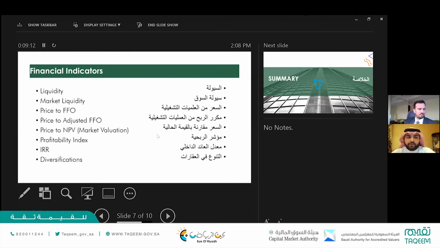أول نقطة عندنا السيولة اللي هي liquidity. السيولة نقصد فيها مقدار الكاش اللي موجود عند الصندوق، وطريقة لها فورمولا معينة لحسابها وتعطينا مؤشر على قابلية الصندوق على الاستثمار أو الشراء أو الاستحواذ على عقارات أكثر من العقارات اللي موجودة already في المحفظة.